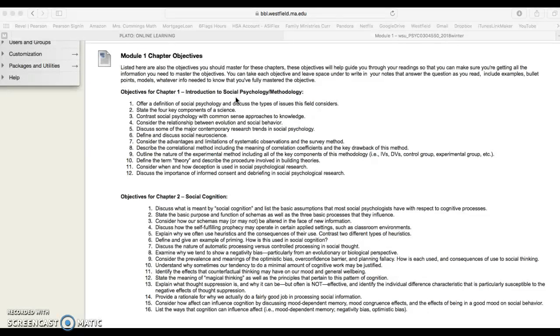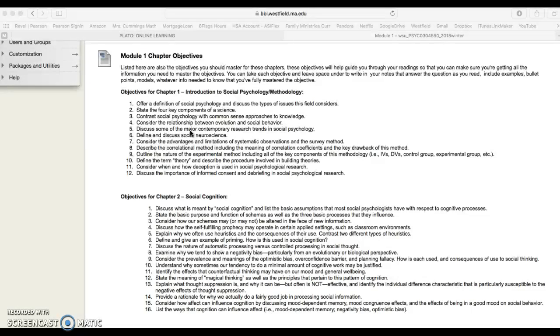So it's a very popular class, but it's important to understand the methodology of how experiments and other methods are conducted in social psych. How do we get to the research behind what propels the field, understanding the theories that are involved, and sort of the underlying elements of social psych is important. So you'll notice as you go through these objectives, you're going to see some of those concepts, contrasting social psych with other sort of common sense approaches to knowledge.